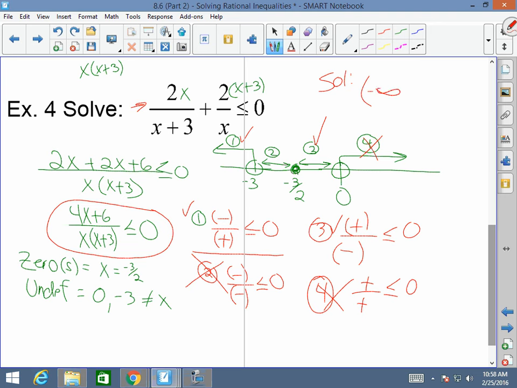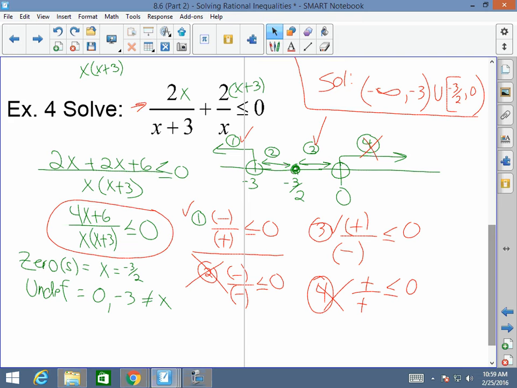Negative infinity to negative 3, union with bracket negative 3 halves to 0 parentheses. Gotta admit, this is pretty cool. And I think it's easier than solving equations. It's a little bit longer, but it's easier. The steps are easier. I mean, it is what it is.